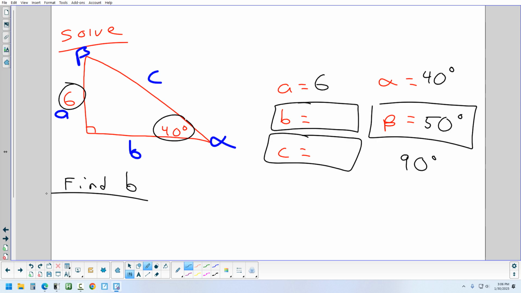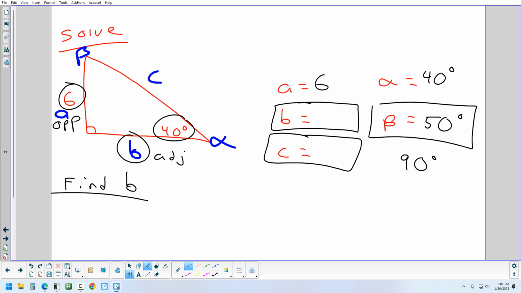All right. So now to find B, we need to know what position B is in and what position the 6 is in. What position is B in terms of like opposite, adjacent, hypotenuse? Yep. Adjacent. That is adjacent. So it's next to the angle you're trying to find. And what about the 6? Yeah, opposite. That's opposite.